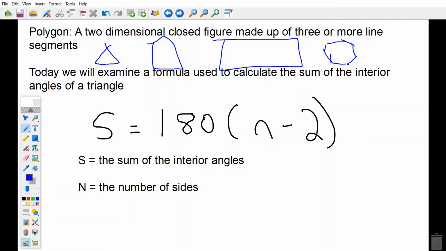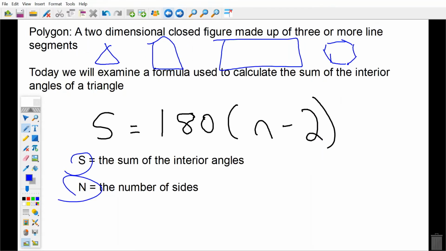Okay. Today we are going to be using a formula used to calculate the sum of the interior angles of a triangle or any sort of polygon. The formula is S equals 180 times (n minus 2). S is the sum of the interior angles and n is the number of sides. Let's give it a try.